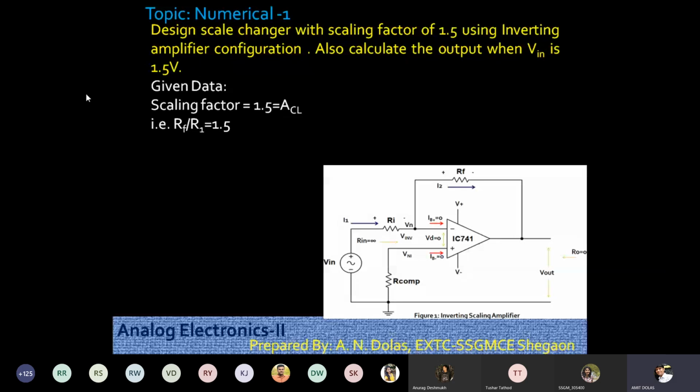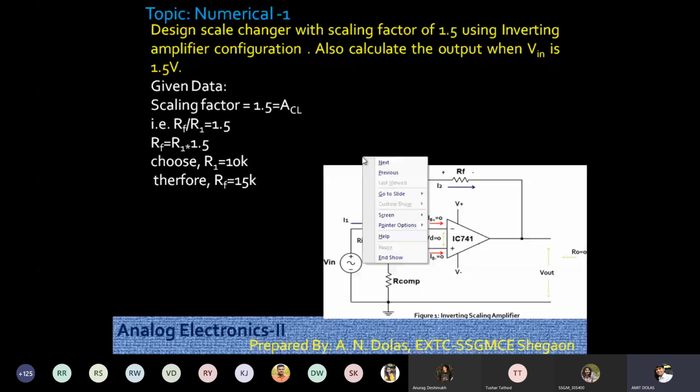So the scaling factor is 1.5, which is the ratio of RF upon R1, also referred to as closed loop gain. Very simple problem. If you want to calculate the value of RF, it will be 1.5 times R1. Choose any standard value of R1 or RF. I have chosen R1 equal to 10K. Obviously, RF will be 15K.